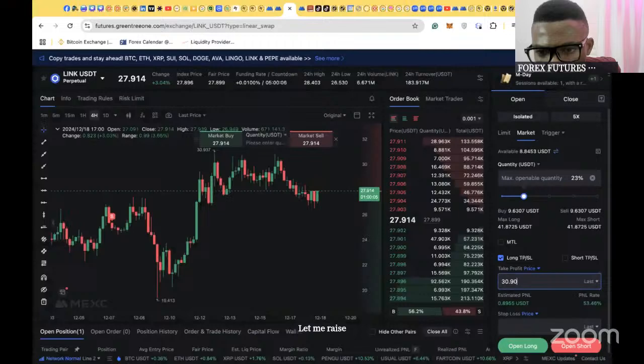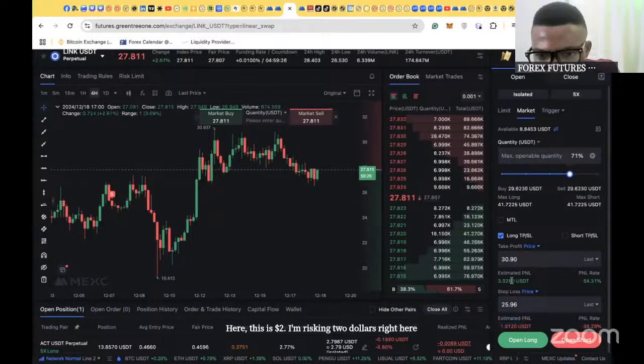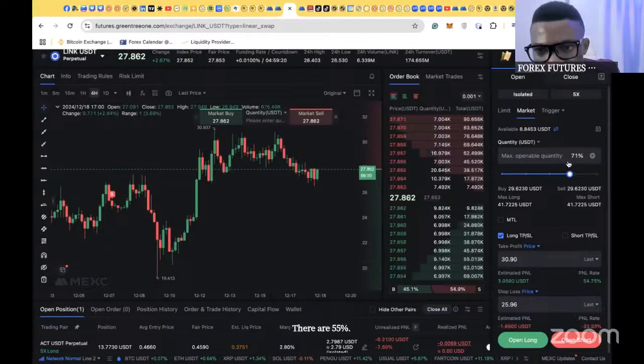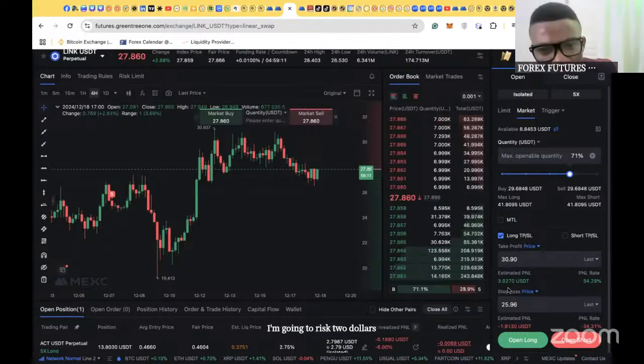I want to risk $2. So this is 2.2. This is $2. I'm risking $2 right here. I'm going to make a profit of $3 if this trade works out. That's 55%. So I use this quantity to draw and see what I'm risking versus what I'm going to gain. I'm going to risk $2. I'm going to make $3.